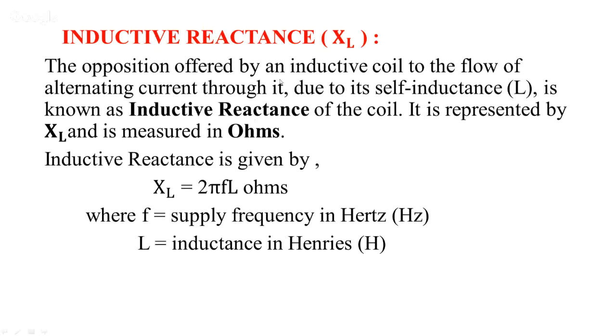So, whenever there is a coil and an alternating current flows through it, there is an opposition to the change of current flowing through the coil. That is due to the self-inductance of the coil. So that property of the coil is known as inductive reactance. Inductive reactance is given by XL equals 2 pi FL ohms, where F is the supply frequency in hertz and L is the inductance in henries.